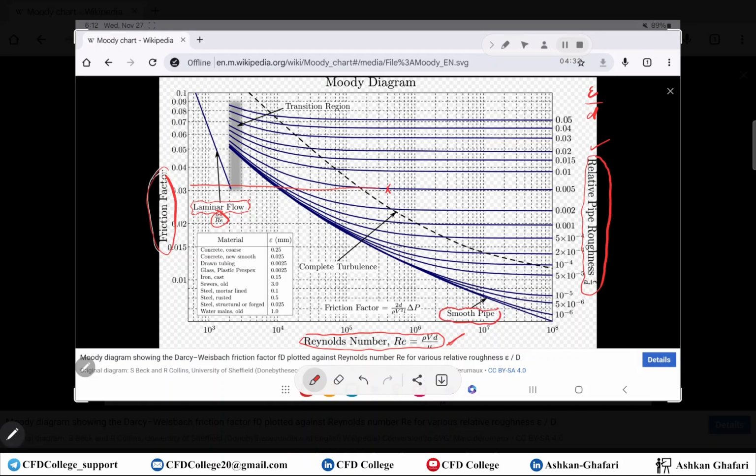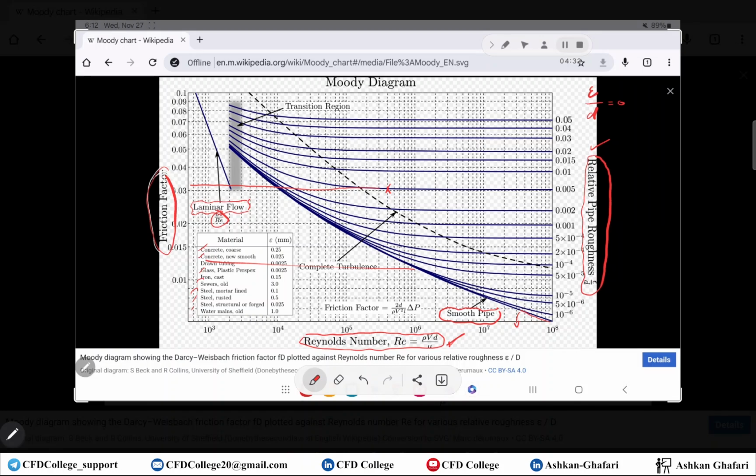The lowest line is for smooth pipe. For example, if you have a plastic pipe like what we had in the previous tutorial, a plastic pipe is a smooth pipe, so you don't have roughness. If you have a smooth pipe, you don't need to consider epsilon over d because it's 0, and it means you only look at this line. So you only need the Reynolds number, and then you can find the friction factor. In this specific chart, which is available on Wikipedia, you can see the roughness for different materials. As you can see, the roughness depends on the material of the pipe.